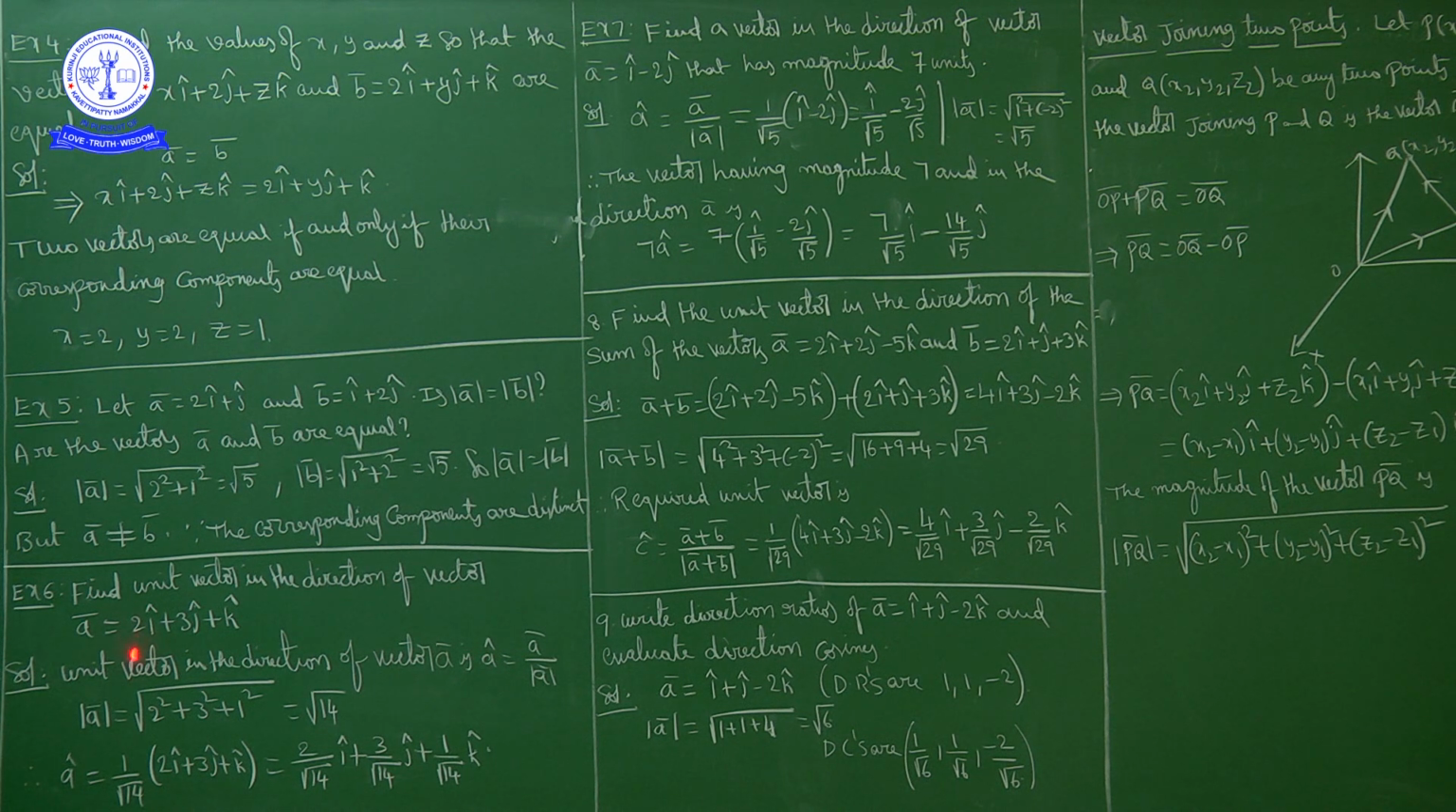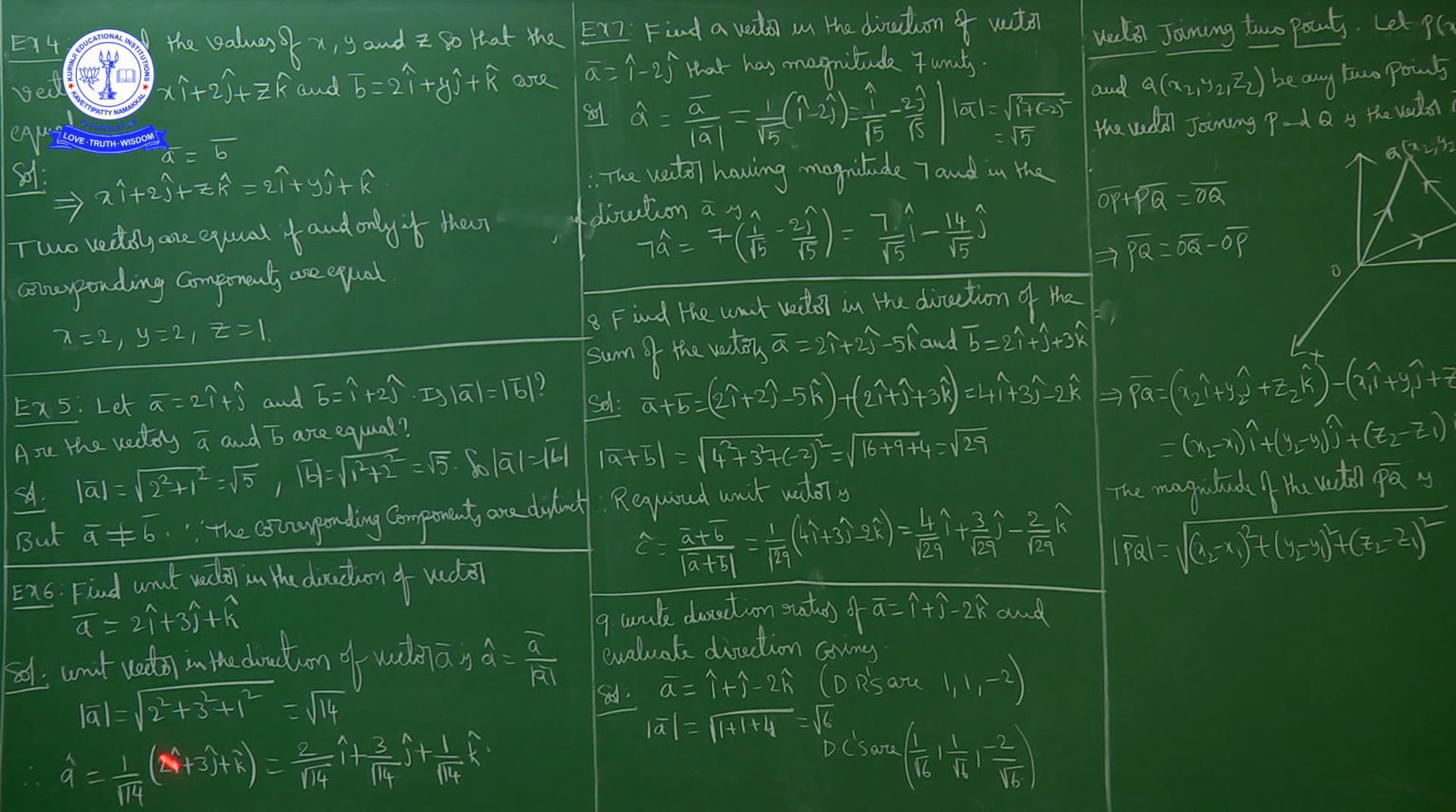What is magnitude of a bar? Square root of i component, how much? 2. So 2 square plus j component 3, so 3 square plus k component 1, 1 square. So square root of 2 square plus 3 square plus 1 square. 4 plus 9 is 13, plus 1 is 14. Square root of 14. Magnitude of a bar is root 14.